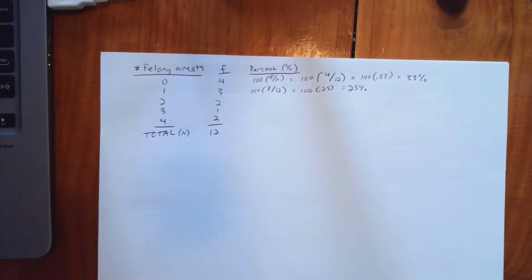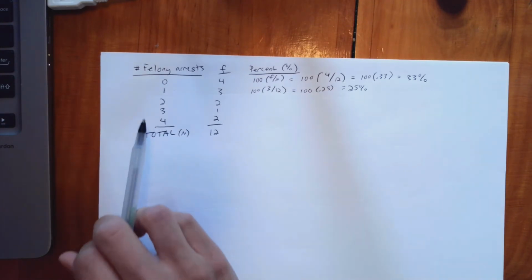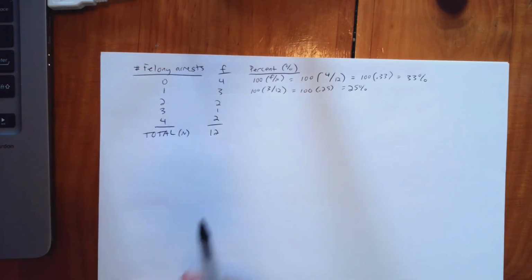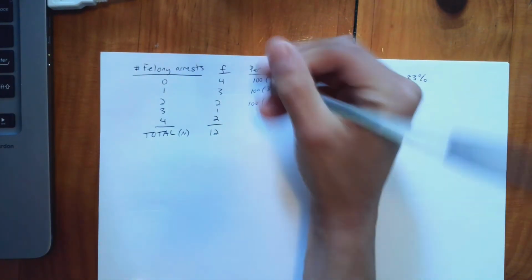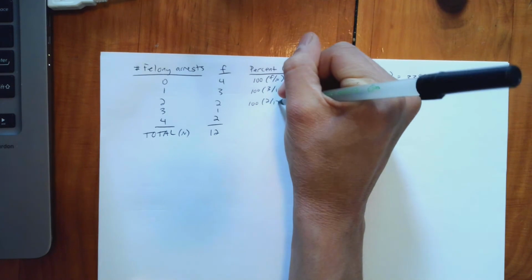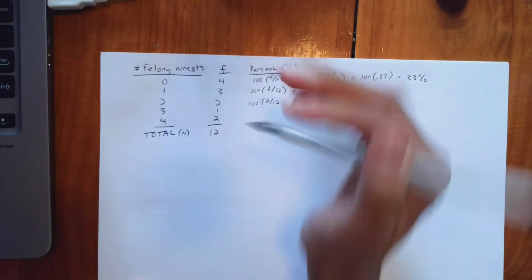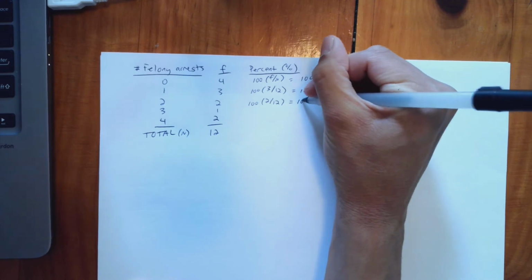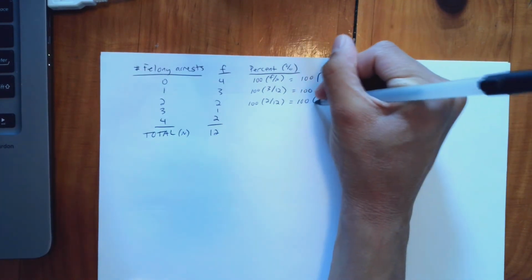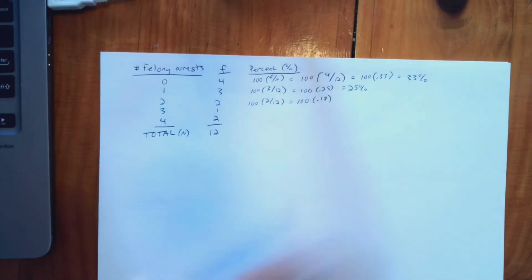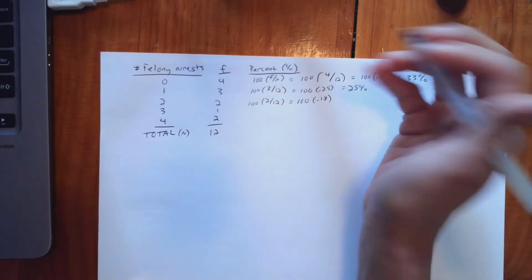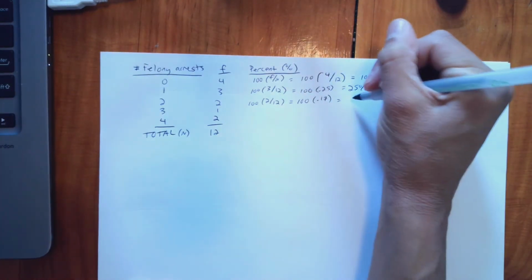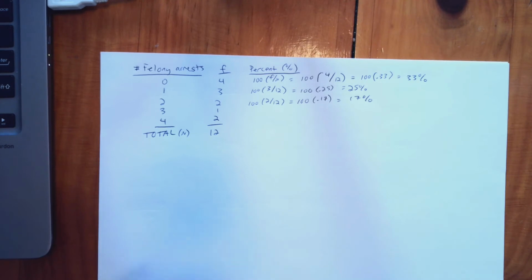I won't narrate quite as much, though, since it's the same procedure for each of them. So for 2 arrests, we have a frequency of 2. Plug that into our equation. We have 100 times 2 over 12, which is still our n, which gives us 100 times 0.17. And for each of these, I'm rounding to 2 decimal places, which gives us 17%.